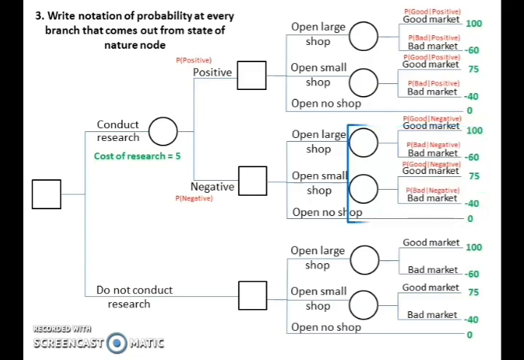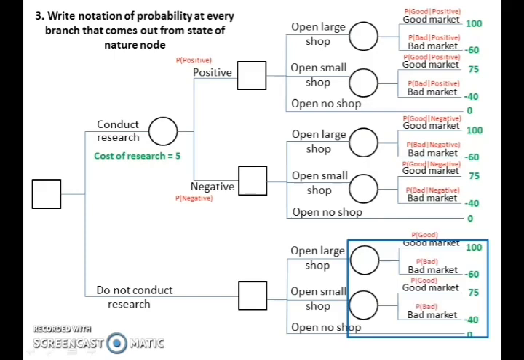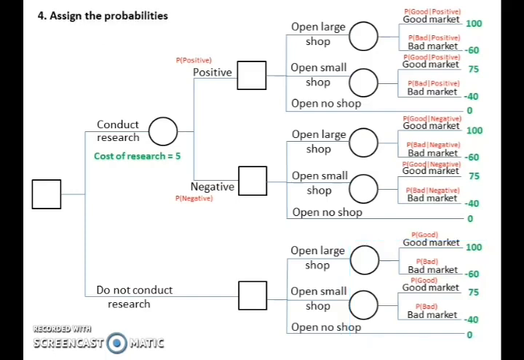Finally, let's look at this part of the tree. There is no state of nature branch behind this. So for the good market branches, the probability would be the probability of good. And for the bad market branches, the probability would be the probability of bad. After the notation of probability are written, assign the probabilities.